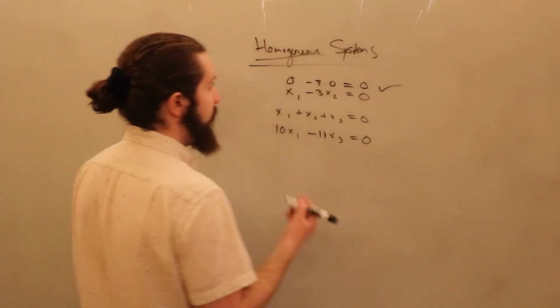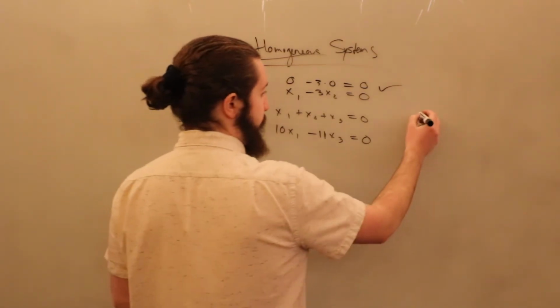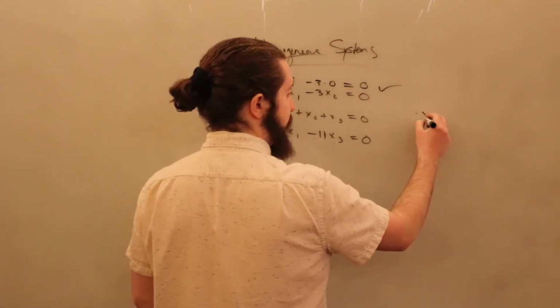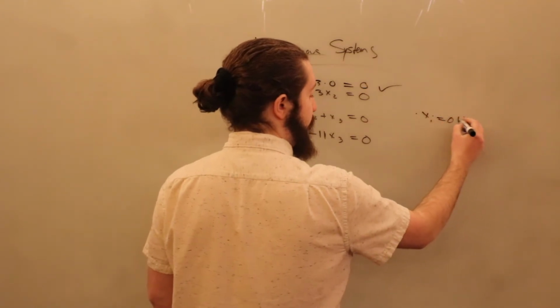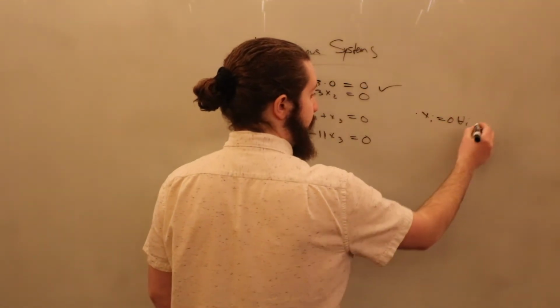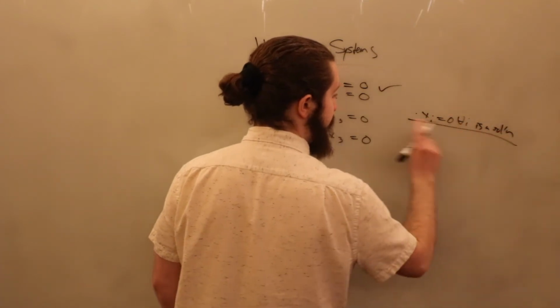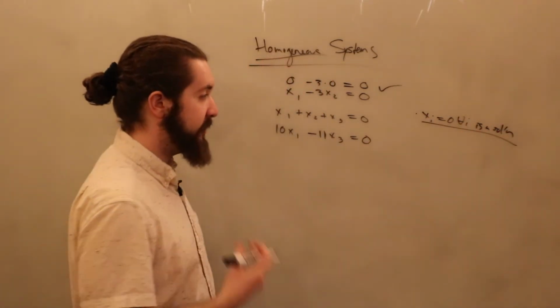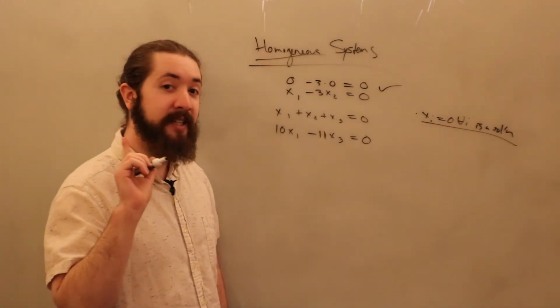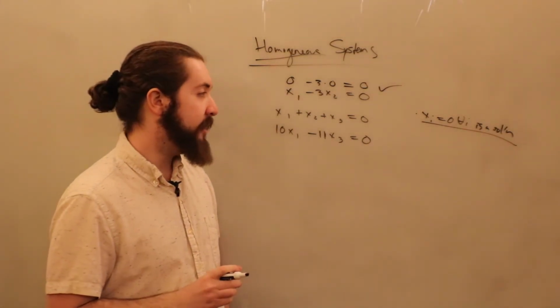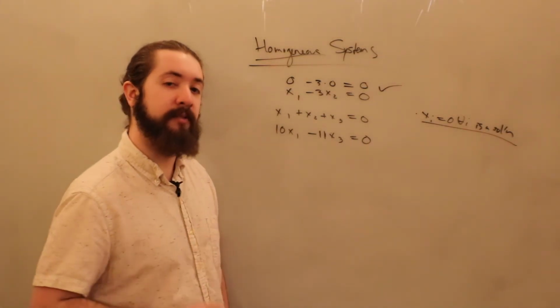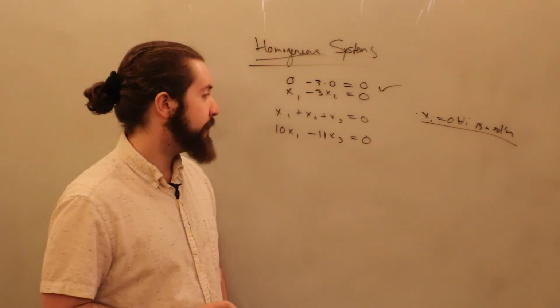So that is going to be one cool property: xi is equal to 0 for all i is a solution. It's always going to be a solution. So you know that these homogeneous systems always have to have at least one solution. That means they cannot be inconsistent, which is very interesting.